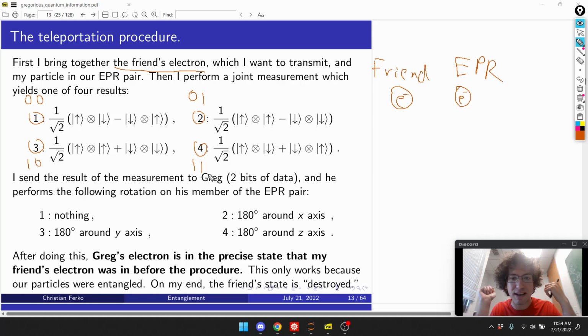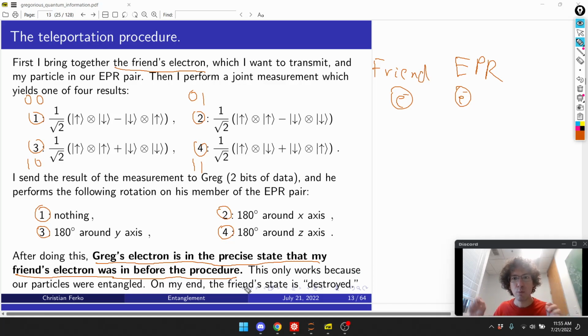Now, we've agreed ahead of time that when he gets that signal, he performs a particular rotation on his other half of the EPR pair, his entangled particle, and these are the 4 that he does. If he gets the 1 or the 0, 0, he does nothing, and in the other cases, he just performs a rotation of his half of the EPR pair around some axis that we've agreed upon. Here's the magic. After doing this procedure, provably, Greg's electron will be in the precise state that my friend's electron was in before the procedure. This is why it's called teleportation. I've somehow teleported my friend's electron exactly into an electron in Greg's lab. It's an exact reproduction of the state of the friend's electron before this process.